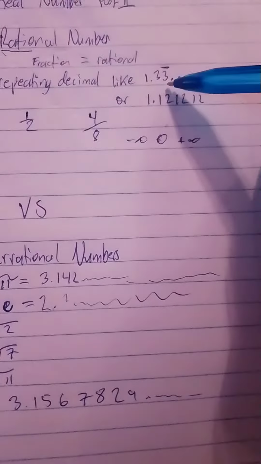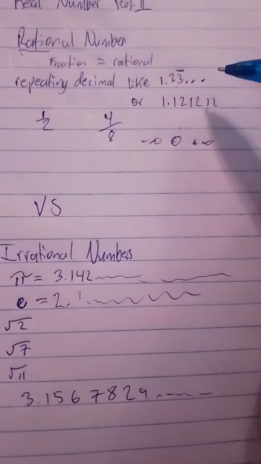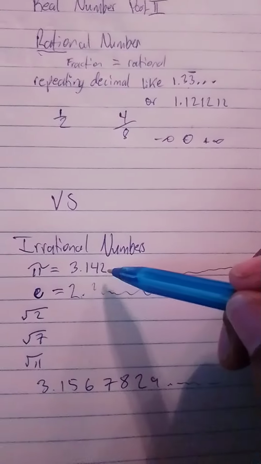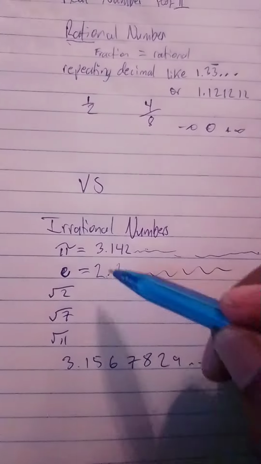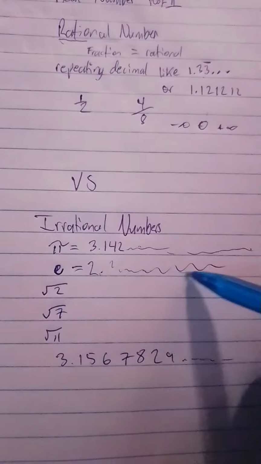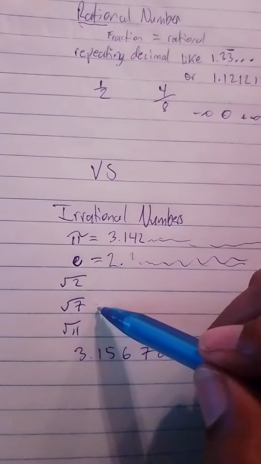Now, if it has a normal repeating pattern, like 0.33333, then that's rational. But if it's not repeating a pattern and it just keeps going on and on, that's irrational. These numbers keep going on and on without repeating a pattern. Square root of 2, same thing. Square root of 7, same thing.